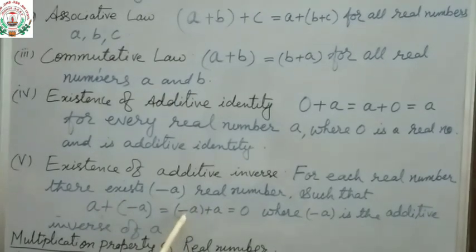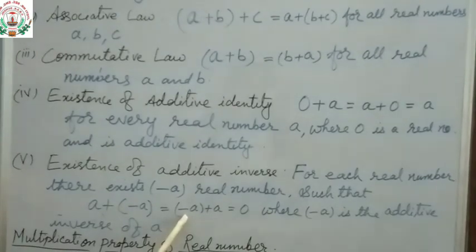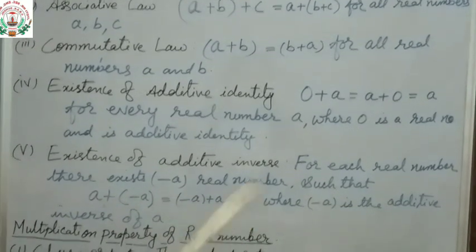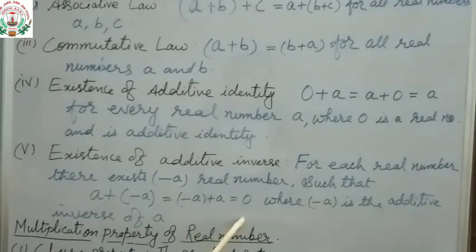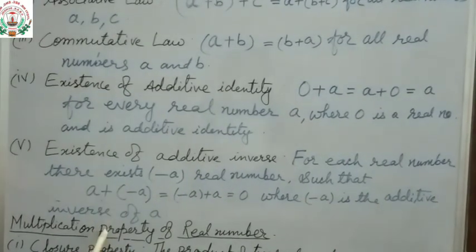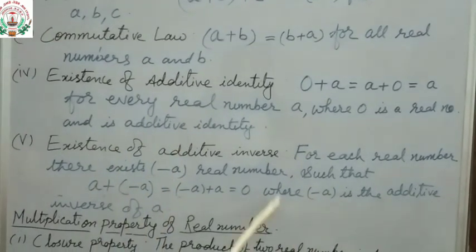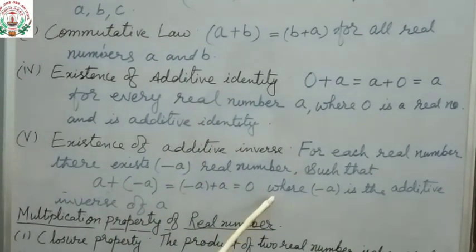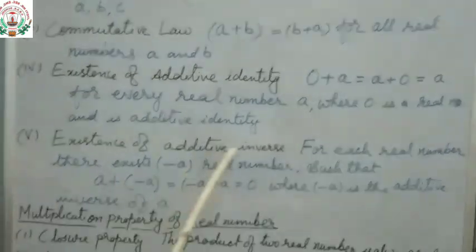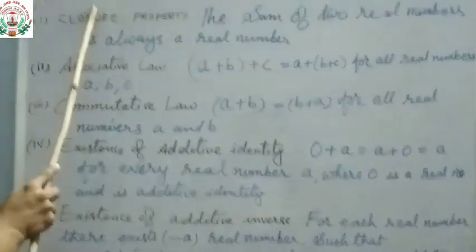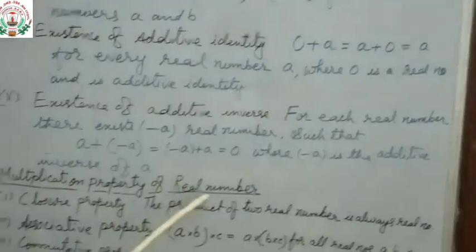So, if a positive number is taken in the real numbers, when you add the negative of the same number, you will get 0. If you are taking a negative number, like minus 1/2, then the positive will be the additive inverse. Clear? Just the opposite of that number will be the additive inverse of that real number. Clear? So existence of additive inverse is also true under the addition property of real numbers.